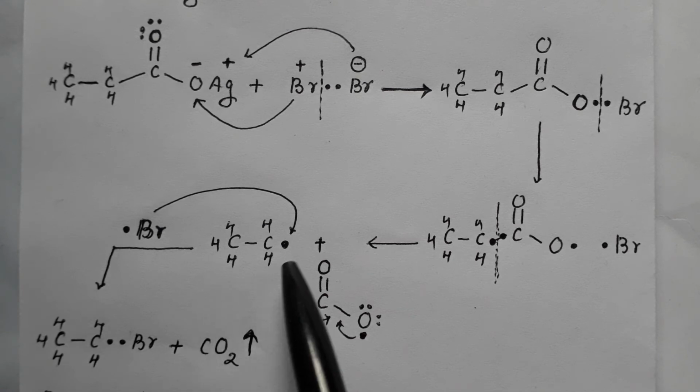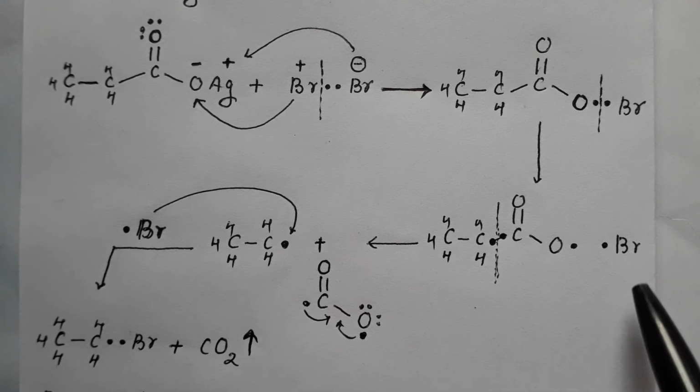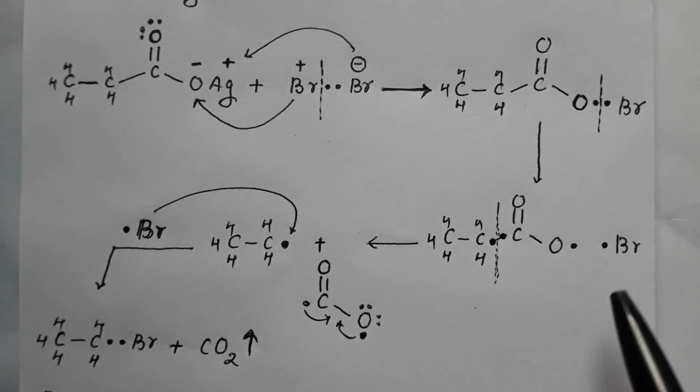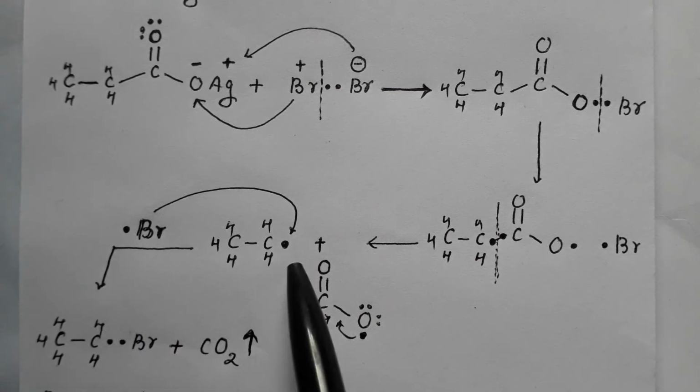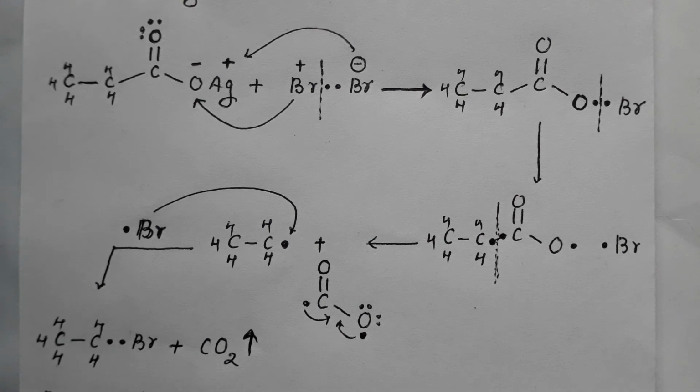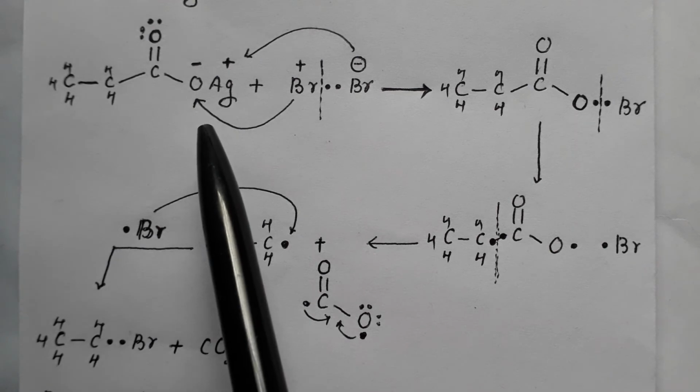And now this ethyl free radical is attacked by the bromine free radical produced. So the bromine free radical produced over here reacts with the ethyl free radical produced over here. It attacks the ethyl free radical, resulting in formation of bromoethane, which means that this reaction involves the free radical mechanism.